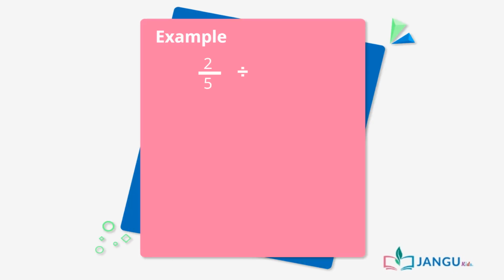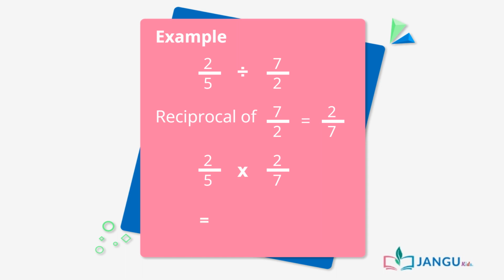2 over 5 divided by 7 over 2. First of all, we need to find the reciprocal of the fraction 7 over 2, which is 2 over 7. Next, we change the division sign to multiplication and simplify. 2 times 2 is equal to 4, while 5 times 7 is equal to 35. Therefore, we have 4 over 35.